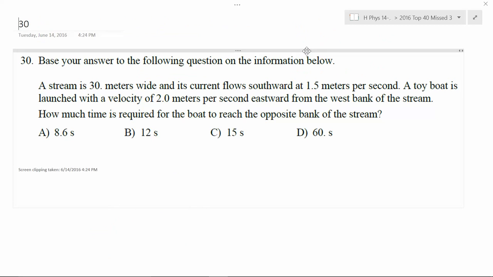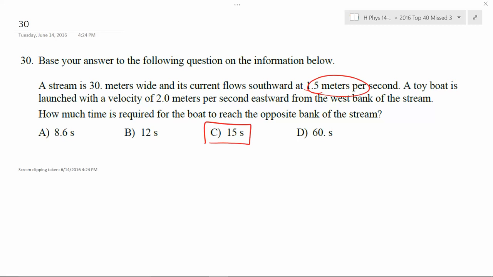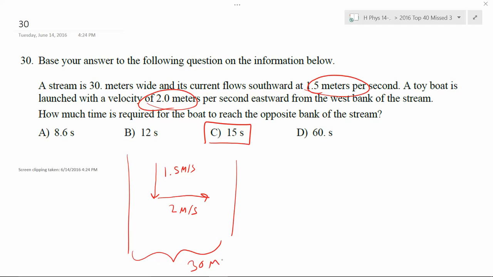30. C. A lot of students get confused because they have two velocities. On the one hand, you're going down at 1.5 meters per second. On the other hand, you're going sideways at 2 meters per second, and you're in a river or something that has a width of 30 meters. Now, the 1.5 meters per second does add to the 2 meters per second, but there's no component horizontally. It does nothing to help you get across the shore.